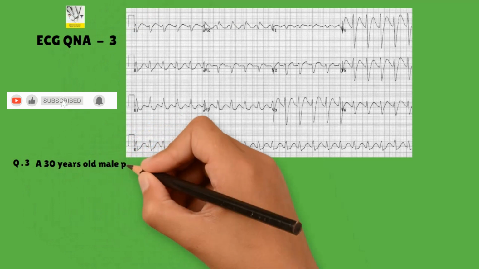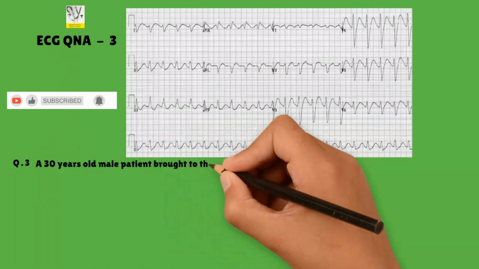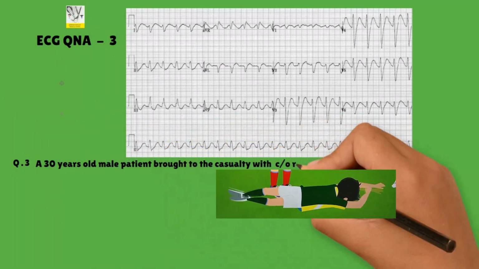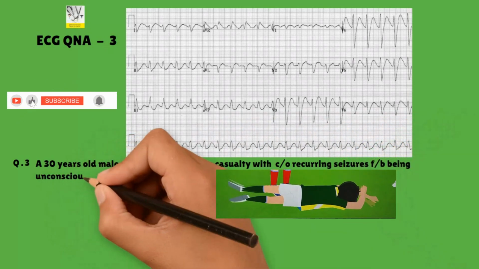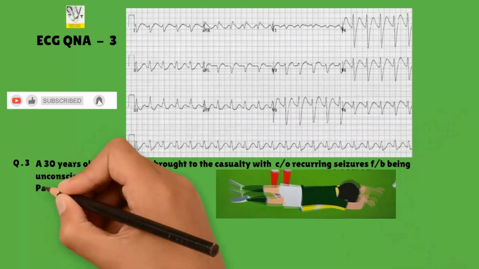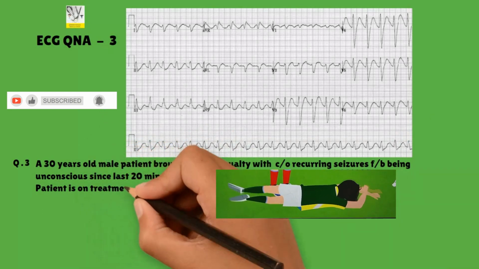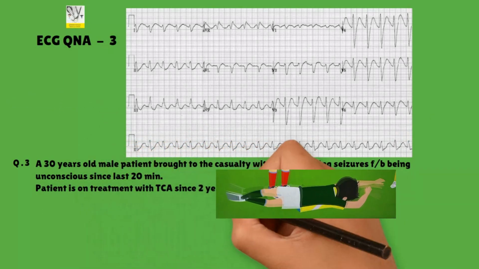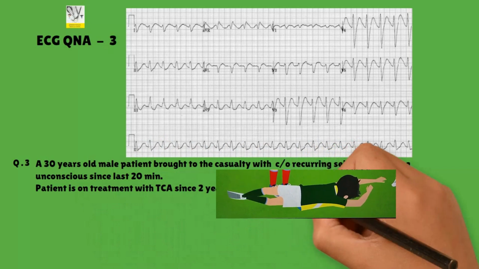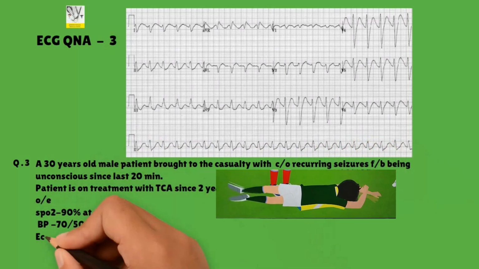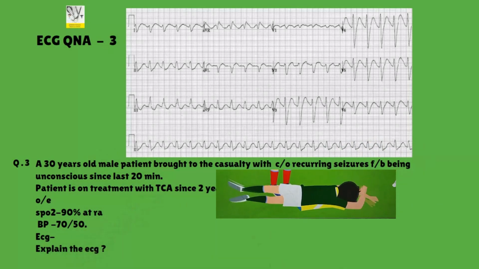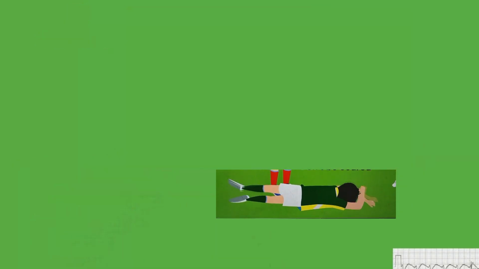The question is, a 30-year-old male patient brought to the casualty with complaint of recurring seizure followed by being unconscious since last 20 minutes. Patient was on treatment with tricyclic antidepressant since 2 years. On examination, saturation was 90% at room air, BP is 70/50. The ECG is on the screen. Explain the ECG and make your diagnosis.